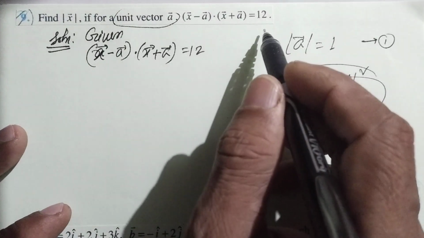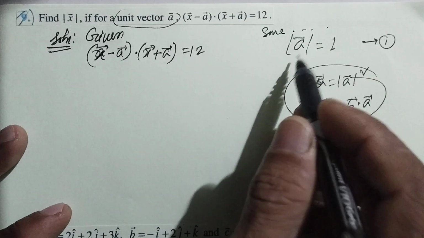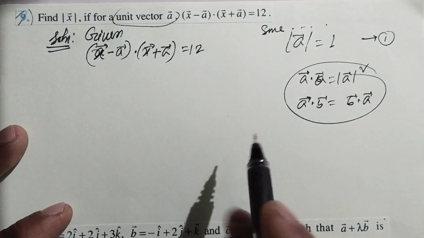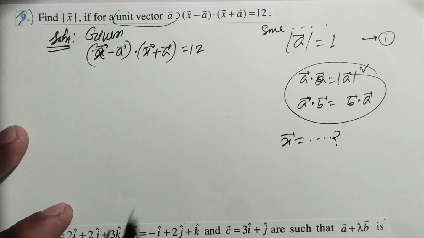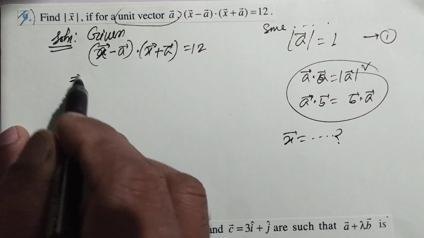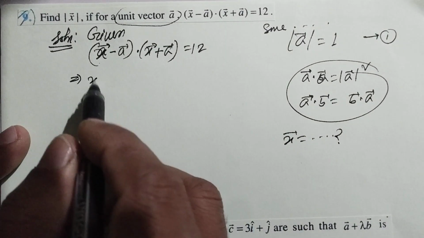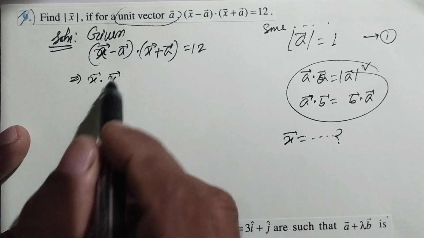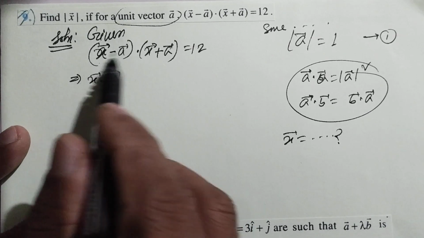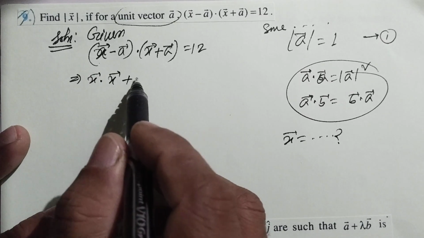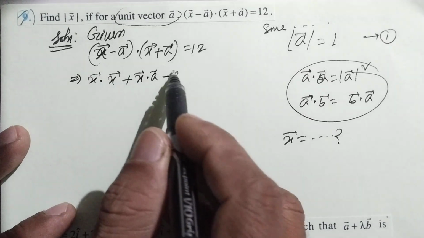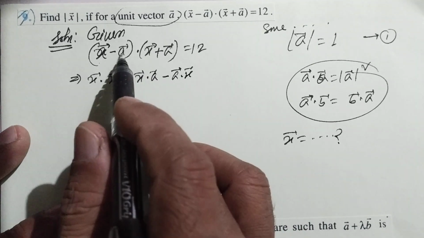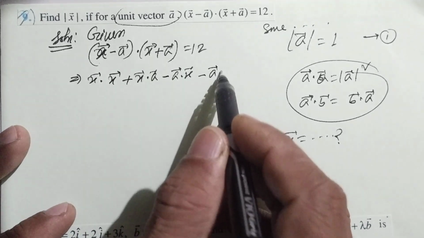These two results we have to know. And since a is a unit vector, you will write here, since a is a unit vector, the magnitude of a is equal to 1. You are asked to find the magnitude of x. So we'll proceed with this. Given x minus a dot x plus a, just like algebraic multiplication, but in between the dot is there. x with x, then x with a, it is positive. Then a with x negative. And a with a, it is a dot a.